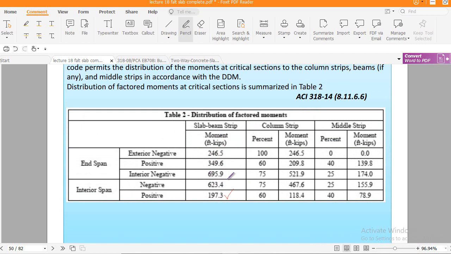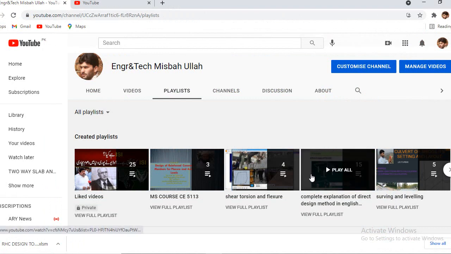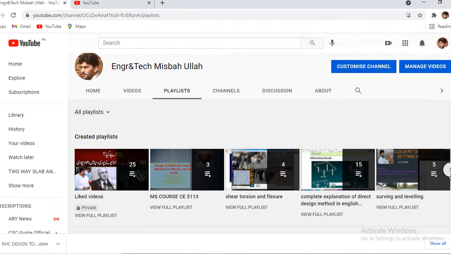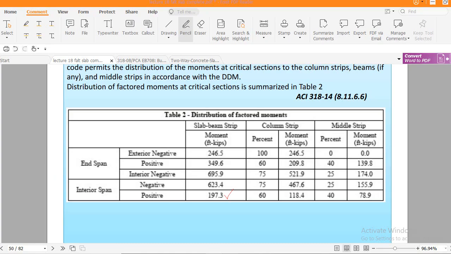Now the percentage distribution at the exterior end, we already know 100% of the moment will be absorbed at the exterior end, and 0% of the moment will be distributed to the middle strip. So the total moment will be absorbed in the column strip. 60% will be in the column strip, while the rest of the 40% will go toward the middle strip. 75% will be in the column strip, while the rest, similarly, this is the distribution. Please go and watch these lectures, you will understand how to distribute the moment into the column strip and into the middle strip.